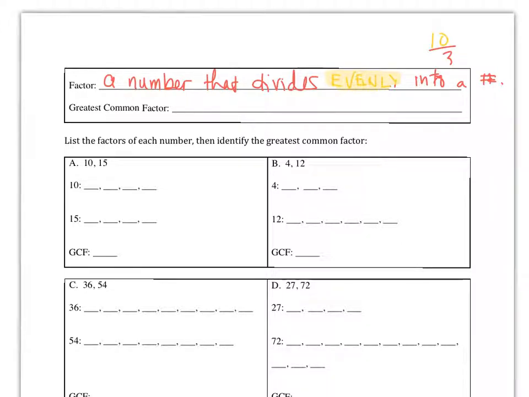So the GCF. The GCF, think about this, is the greatest, so that means it is the largest, highest, use any of your synonyms that you want, number that divides into two or more numbers.